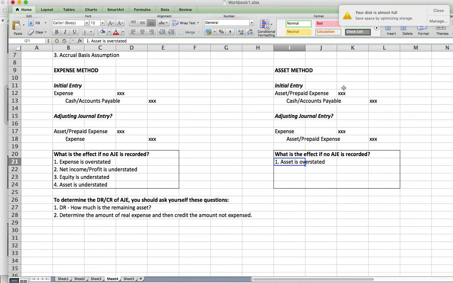Kala mo lahat yung asset pero hindi. Hindi na asset yan, bawas na yung asset mo. Baka nga wala na ding natira. Number 2, understated si expense. Bakit understated si expense? Expense is understated because hindi natin na-record yung portion ng prepayment natin na nagamit na. So, understated si expense. Ano mangyayari sa net income or profit pag understated ang expense?